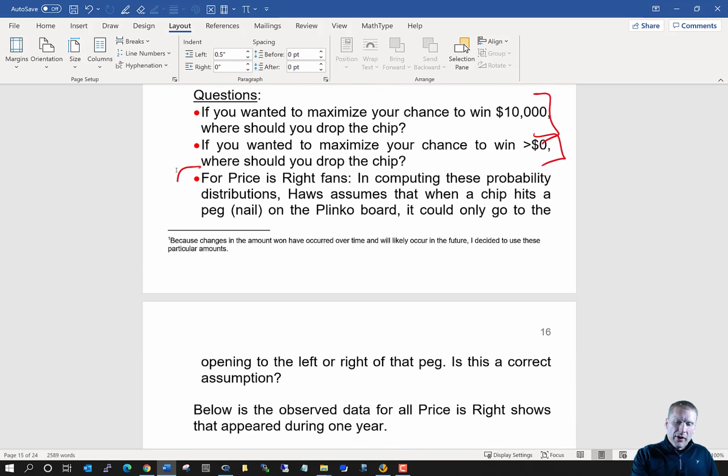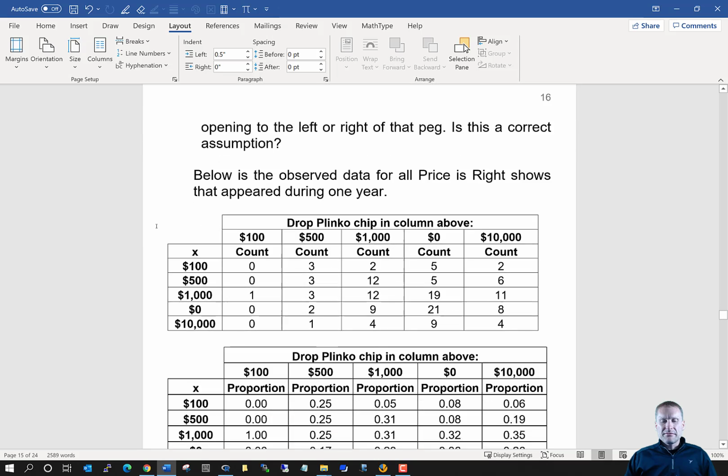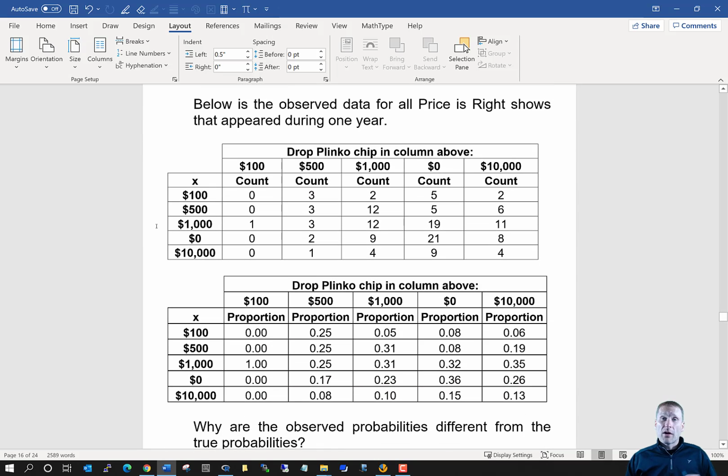Now, if you're a Price is Right fan, pay attention. If you're not, take about a 10-second break. For Price is Right fans, in computing these probability distributions, this paper assumes that when a chip hits a peg or nail on that Plinko board, it can only go to the opening to the left or to the right of that peg, and the probability of that happening is 0.5. Is this a correct assumption? So, if you're a Price is Right fan, think about that. And then if that assumption is wrong, what will be the ramifications?